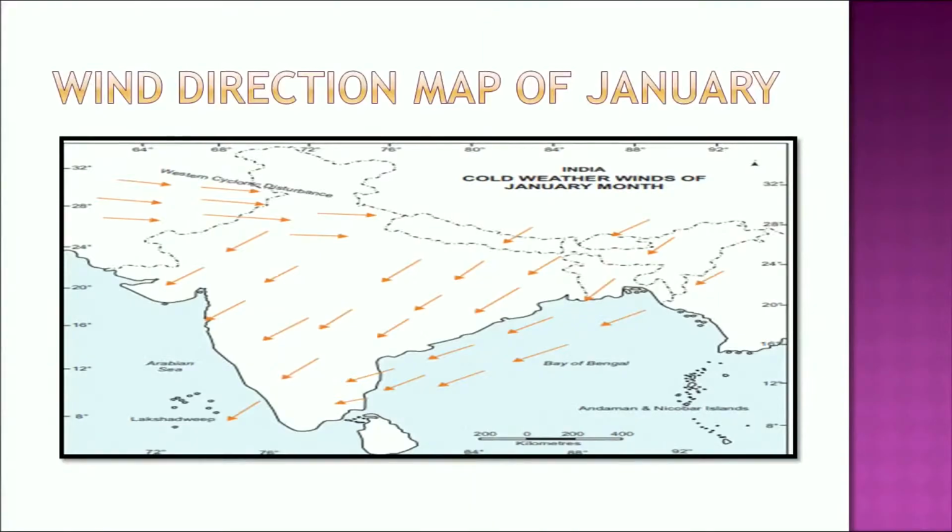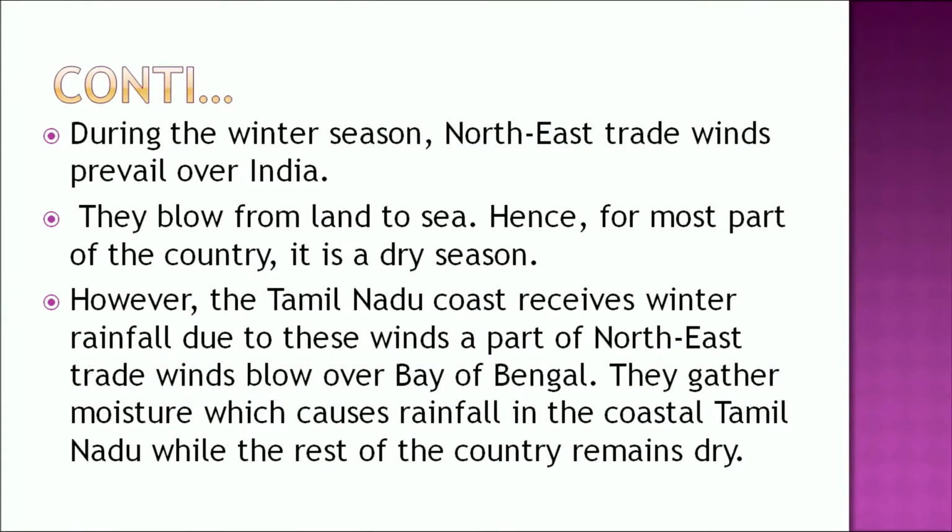The wind direction map of January shows the pattern of wind direction in the month of January. During the winter season, northeast trade winds prevail over India. They blow from land to sea, hence for most part of the country it is a dry season. However, the Tamil Nadu coast receives winter rainfall due to these winds.